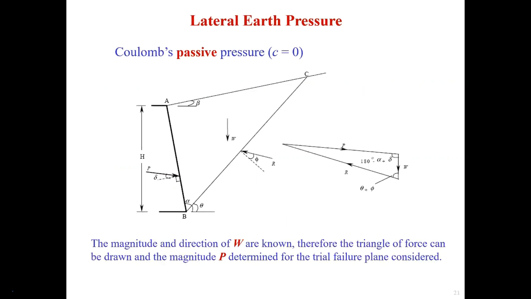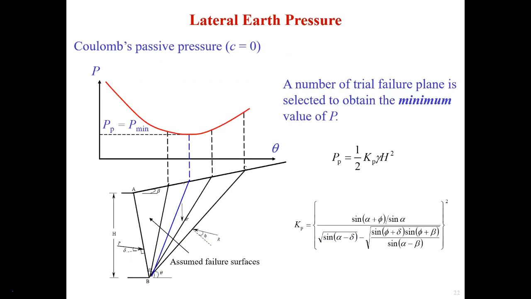For Coulomb's passive case, again for cohesionless soil, the magnitude and direction of W are known as well, similar to the active case. So we can do the same thing, and the force triangle can be drawn here. This time we compute the polygon of force, which is a triangle with W known in direction and magnitude. Again, we assume a number of different failure planes, and accordingly the theta angle will change as well, either increasing or decreasing. For each failure plane, according to the geometry relationship, we are able to calculate the force P and get different force points. This time, for the passive pressure, we just take the minimum one. The failure plane that corresponds to the minimum P is the real failure plane.